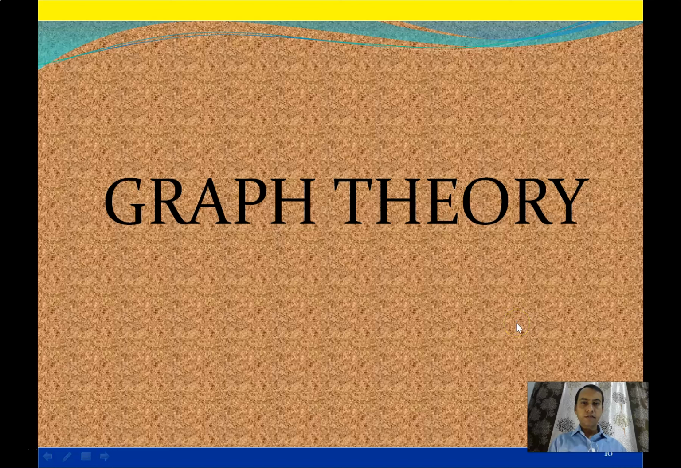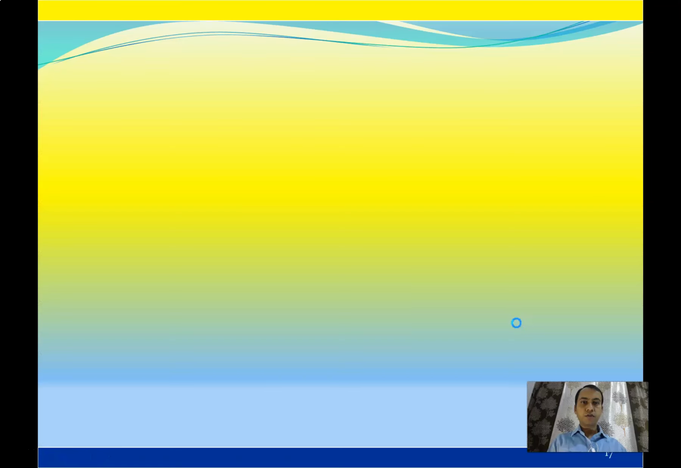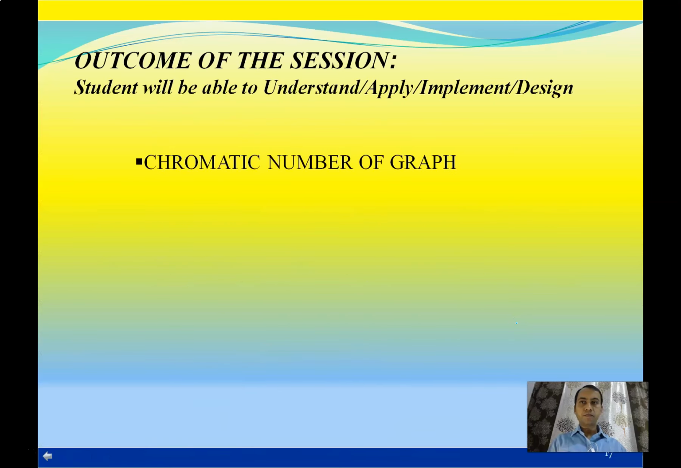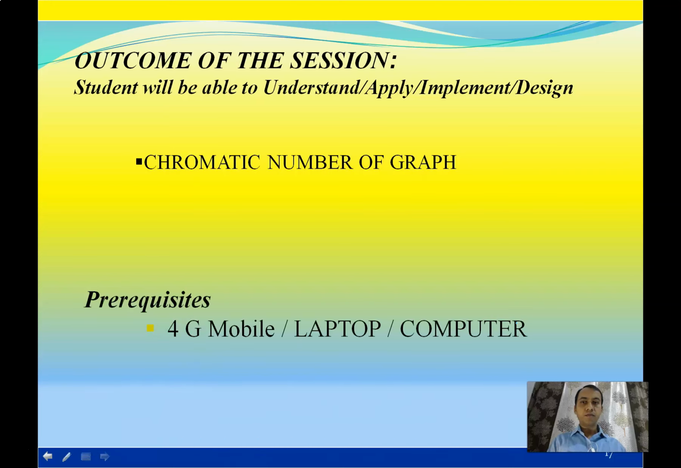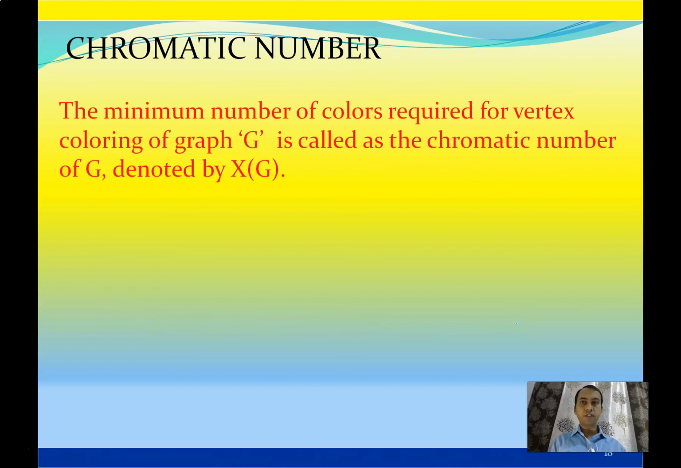In this lecture of graph theory, we are going to discuss the chromatic number of a graph. The outcome of the session is that a student will be able to understand, implement, apply or design the chromatic number of a graph in problems. The prerequisite is that you should be aware of digital technology.